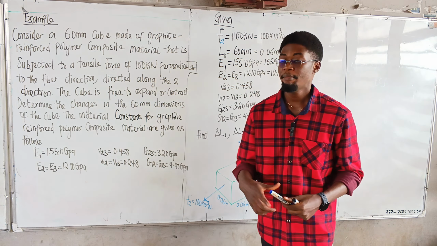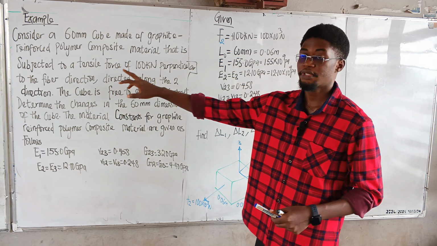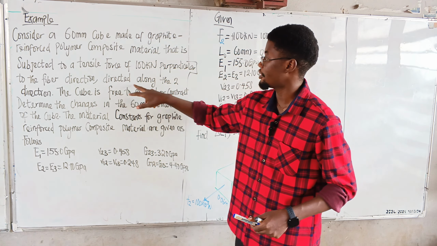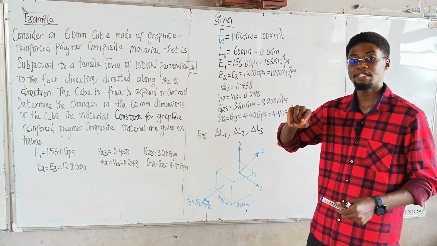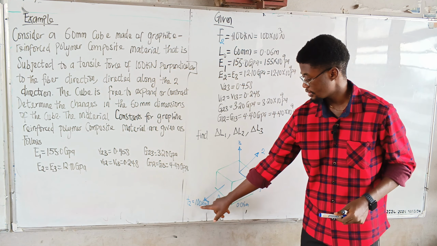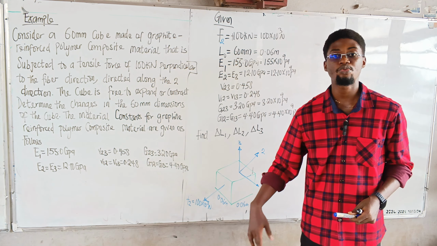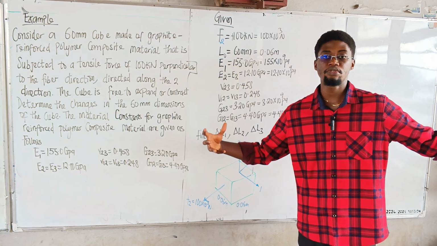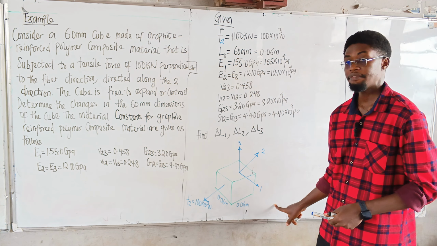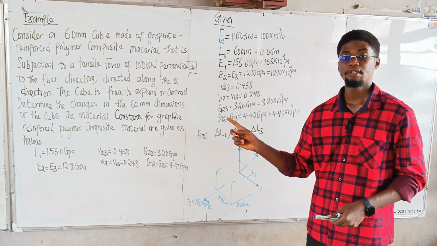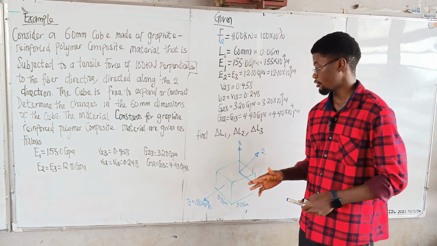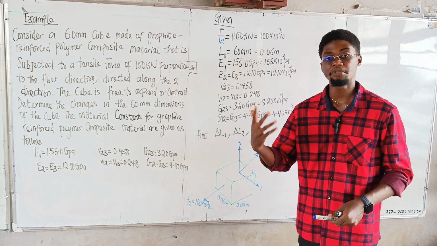Sorry again, remember, if you look at it closely, they said that it is subjected to a tensile force of 100 kN perpendicular to the fiber direction. They didn't stop there. They now say it's directed along the 2 direction. So you have to go to the F2. Where I'm applying my force is in this 2 direction. You see the way the line is. That's where I'm going to put my force, pulling out the tensile force. If it's directed along the 1 direction, I'm supposed to draw it this way. If it's directed along the 3 direction, I'll put my arrow this way. So just take note of each of these forces, whether it's tensile or compressive, and whether it's acting in the 1, 2, or 3 direction.